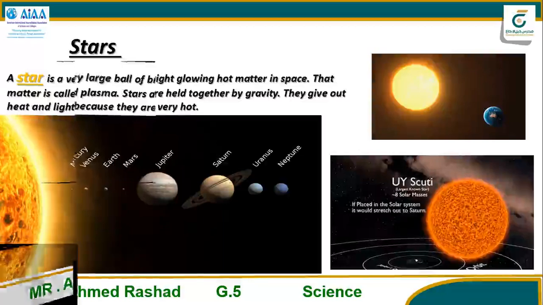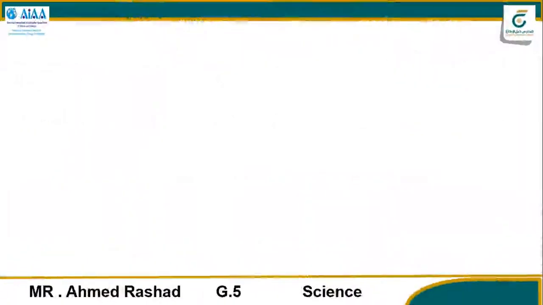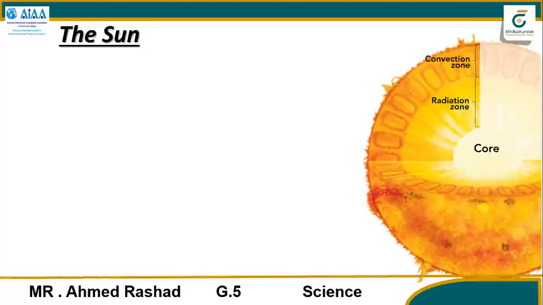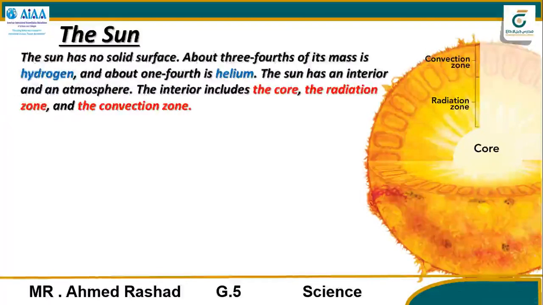Now you can go to the Sun, our star in our solar system. You can see in this picture that the Sun is made up of layers, and scientists classify the Sun into 3 layers. The Sun has no solid surface. That answers the question from the beginning of the lesson: the Sun has no solid surface.